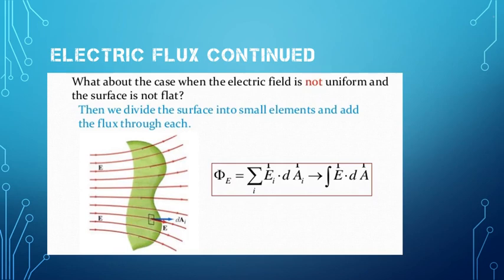What about the case when the electric field is not uniform and the surface is not flat? Then we divide the surface into small elements and add the flux through each. Here is the formula.